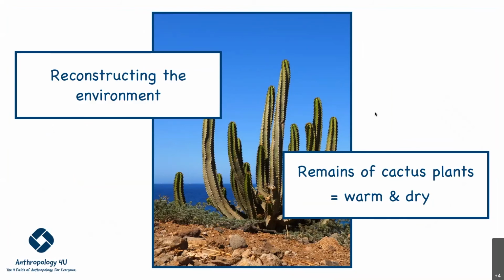So archaeologists study the things they find, and those give clues to how life was in the past. For example, archaeologists can reconstruct the environment that people lived in by looking at things like plant remains. So if you find the remains of a bunch of cactus plants, then you know the environment must have been warm and dry.